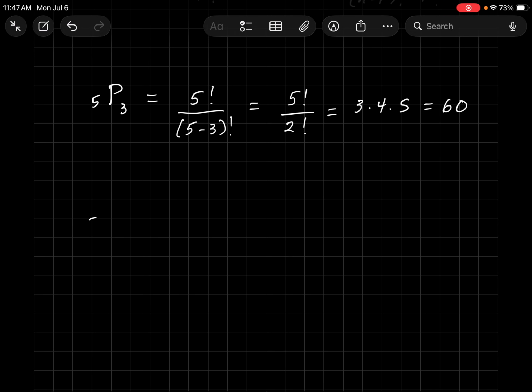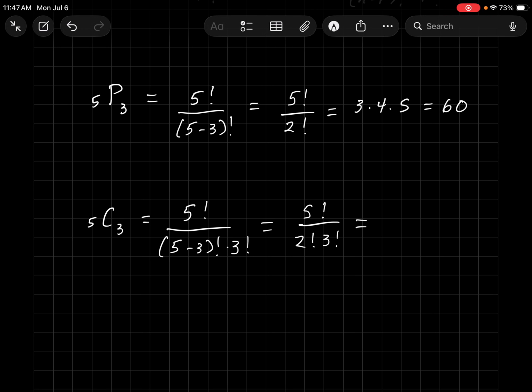How about 5 combination 3? Well, 5C3 is 5 factorial over 5 minus 3 factorial divided by another 3 factorial, which is 5 factorial over 2 factorial times 3 factorial. Now, I already have this part above, right? So that's 60 divided by 3 factorial, or 60 divided by 6, which gives us 10.